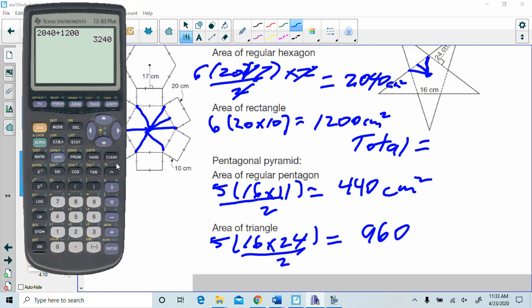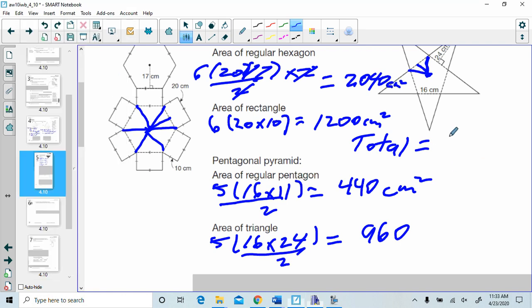So we'll go and write that over here. 3240, and that was centimeters squared. So the stained glass required for that shape is 3240. Let's check out the other one. So the total here, just add these two, so 440 plus 960.